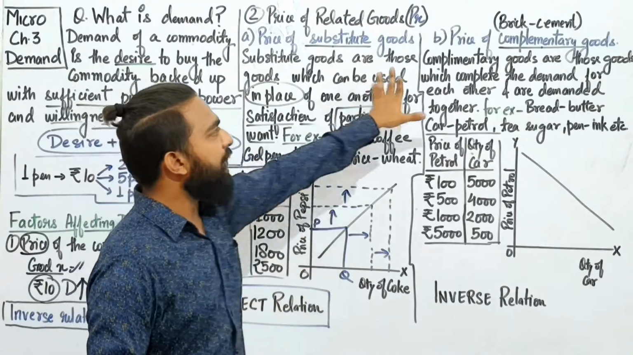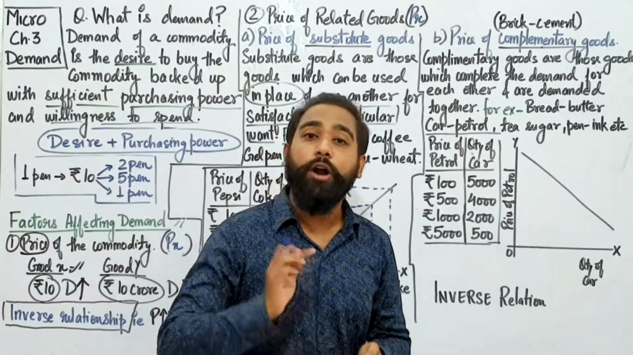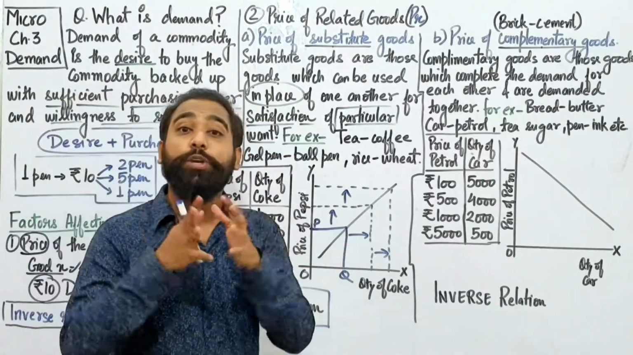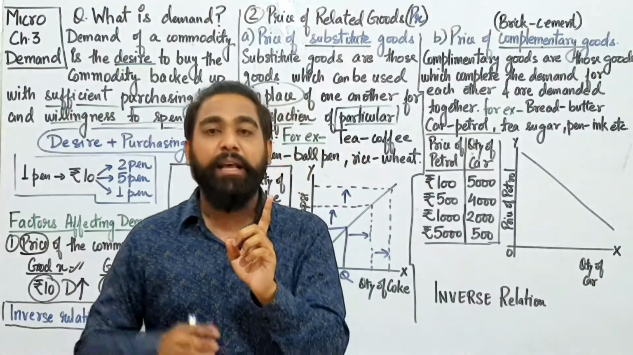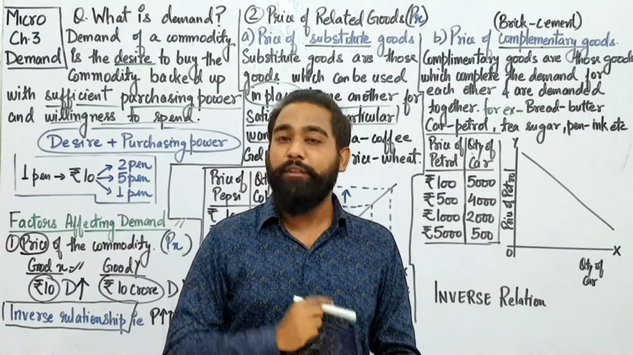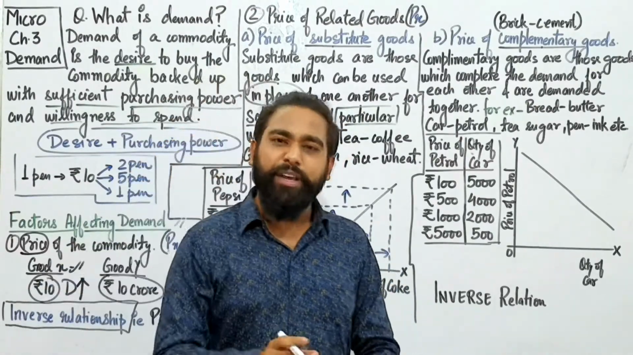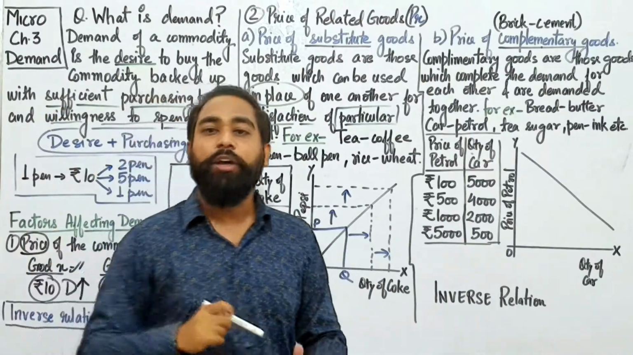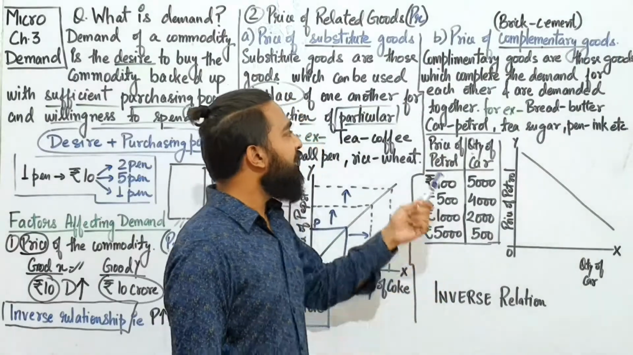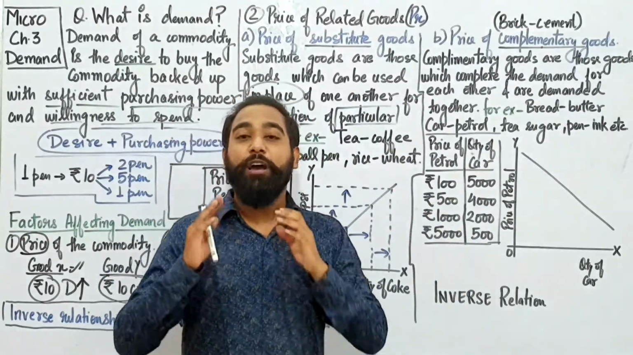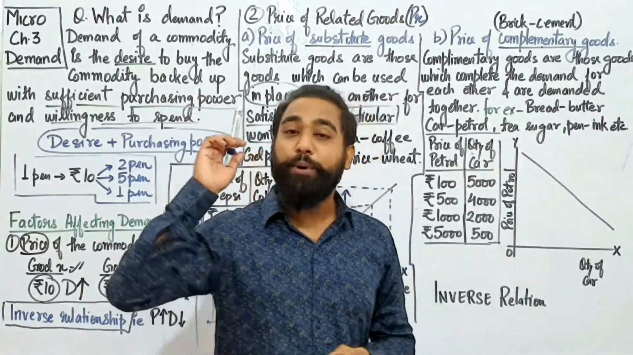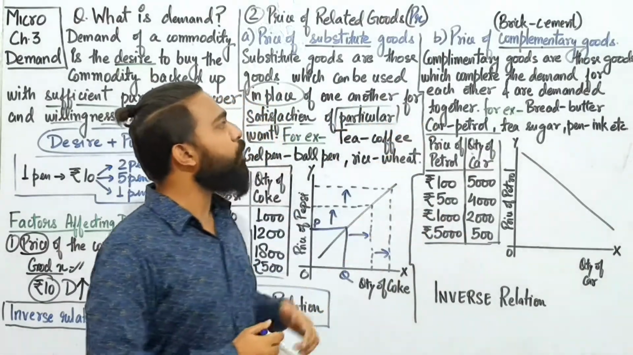Now we'll understand price of complementary goods. Now what are complementary goods? Students, complementary goods are those goods which are used together. If you are demanding one thing, then it's obvious that you have to demand the other thing also. For example, bread and butter. If you are buying bread, then it's obvious that you are going to buy butter also. If you are going to buy bricks, then you have to buy cement also. If you are going to buy a car, then you have to buy petrol or diesel. If you want to buy tea, you have to buy sugar. So these are the complementary goods.